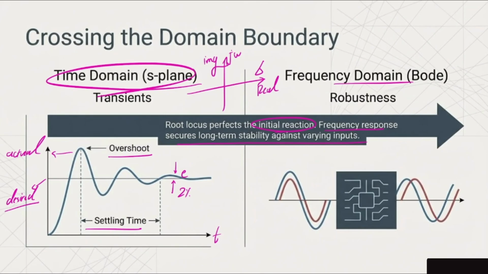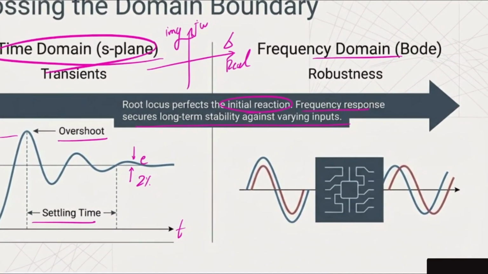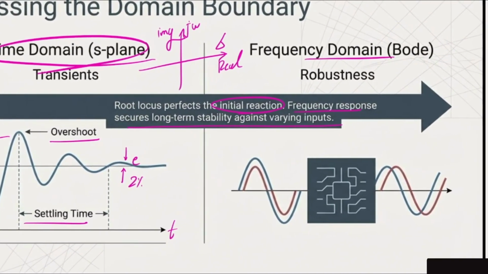So far we talked about the time itself. But if you would like to talk about the other aspect, if you would like to talk about the frequency, we need another concept that we call a Bode plot. So root locus was focusing on the time, and it's perfect for the initial reaction, while the frequency response is going to be for the long-term stability against varying input.